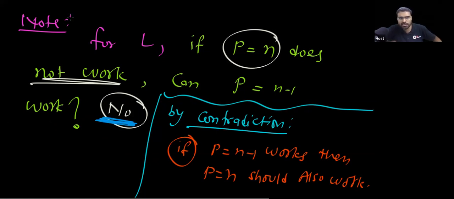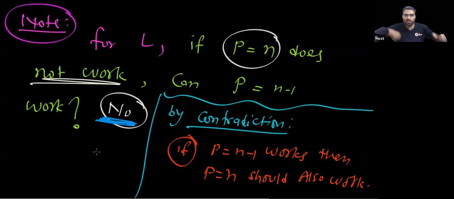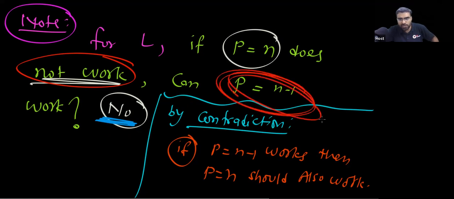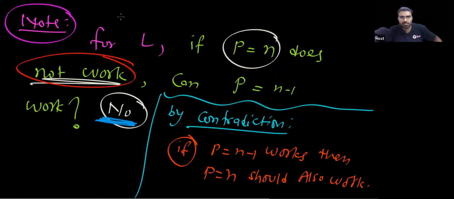Did you understand this? See, all the small points I am telling you, are you finding them difficult, or are you finding them intuitive? Can you visualize what is happening? See, this is your proof by contradiction. If p equal to n is not working, then p equal to n minus 1 cannot work, because if this works, then this also will work. These are simple concepts. Okay, now let's move on.